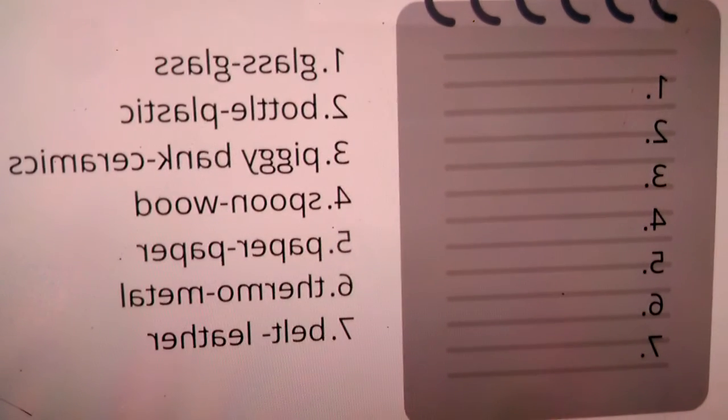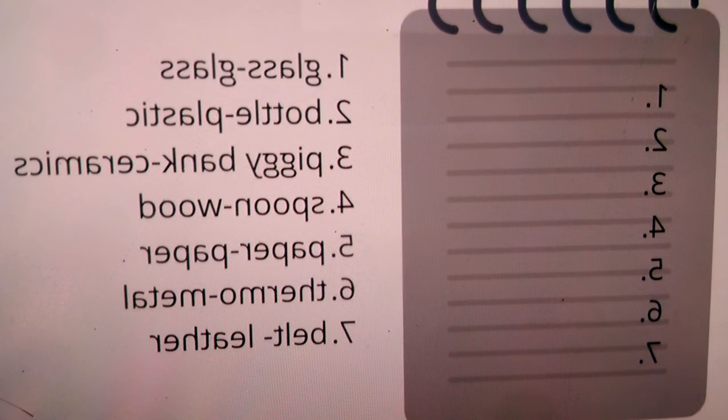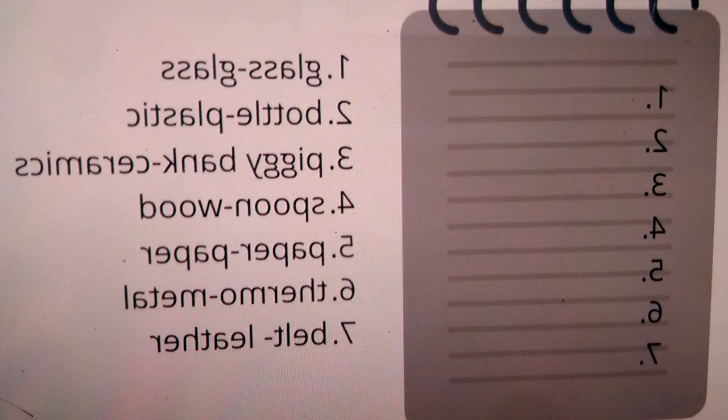Then the next step will be, I will ask the students to say an example of an object that is made of all of these kinds of materials. The last step, the second step, will be they have to write 7 numbers in the notebook.